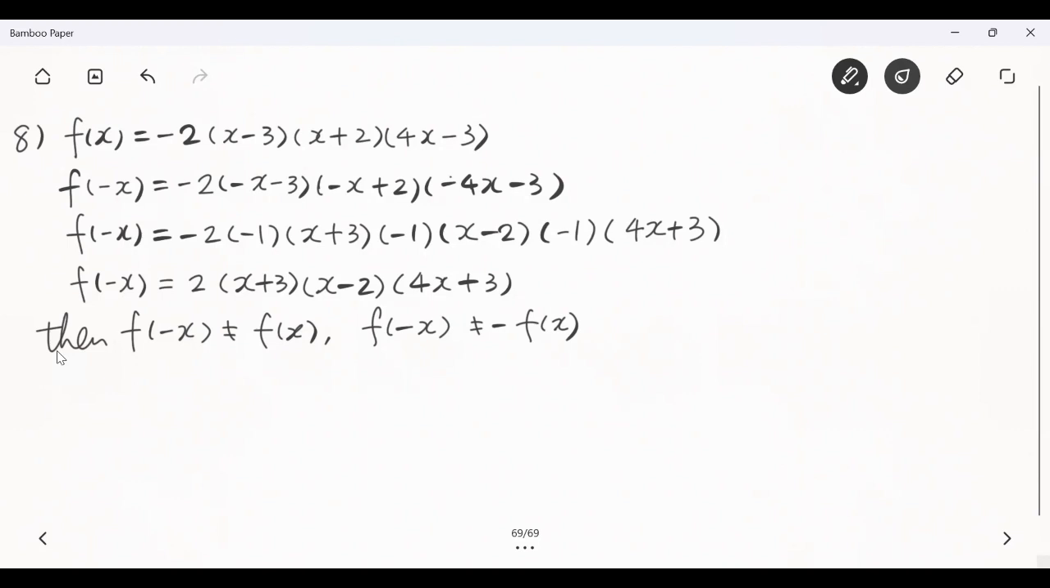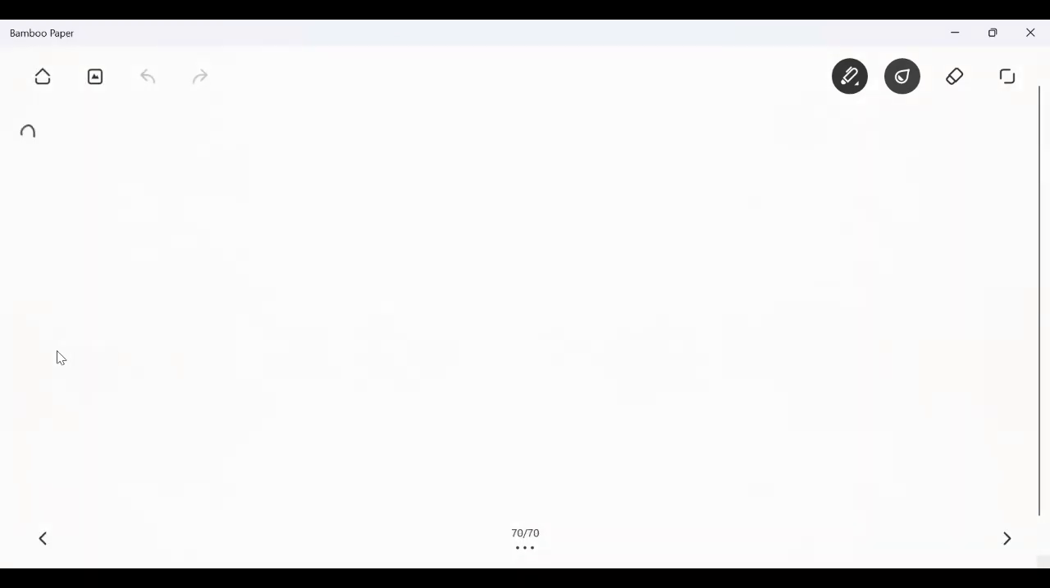It's very clear. If we put the negative in the original function, the right side, the front becomes positive, but this factor is x minus 3. It's not the same as x plus 3, so it's not equal, right? Then we get the result that it is neither, right? It's number 8.